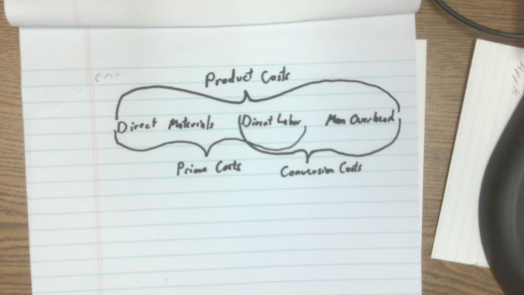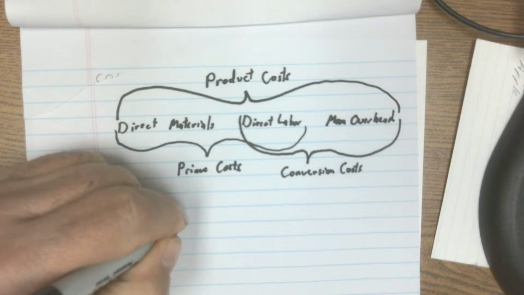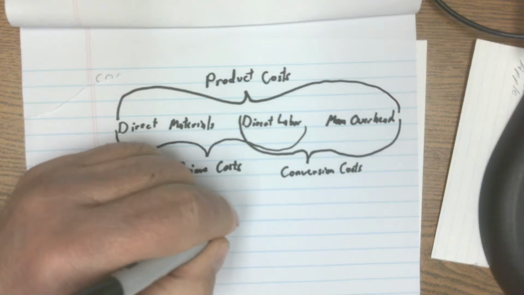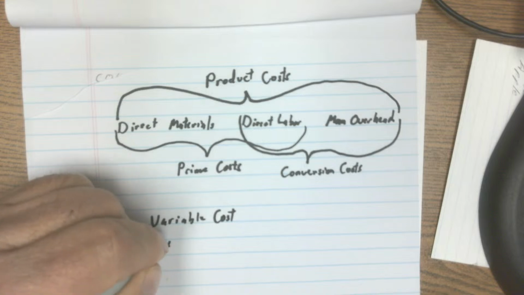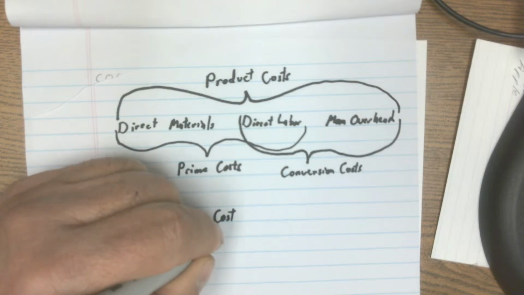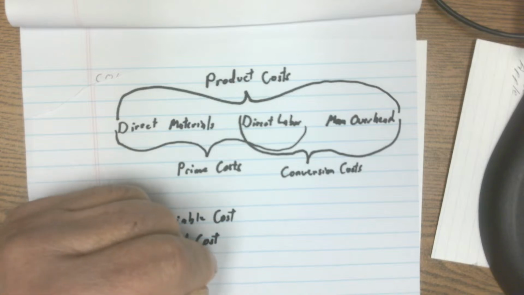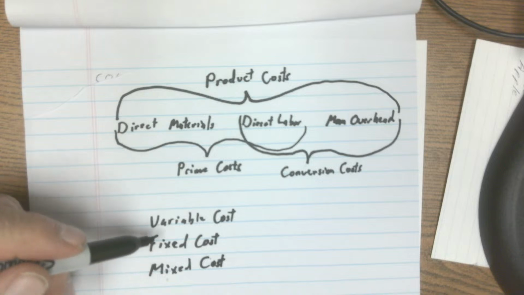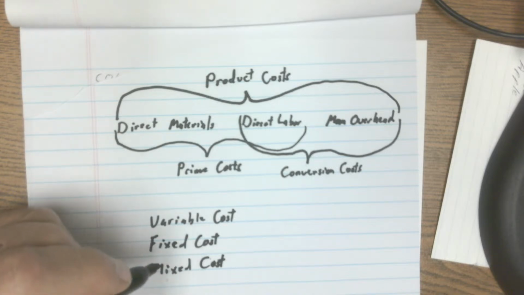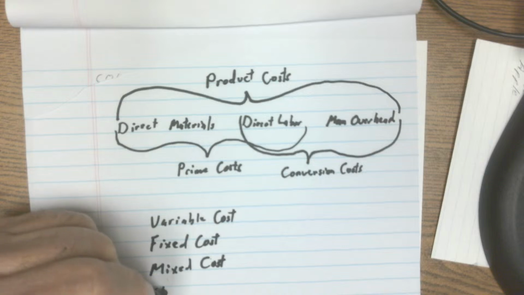Okay, so that's product cost, prime cost, and conversion costs that go together. All right, the next thing that we have to worry about is the types of costs. And this, we're going to talk about variable costs, fixed costs, mixed costs, so costs that have both a variable and a fixed component to it, and then a type of cost known as step cost.